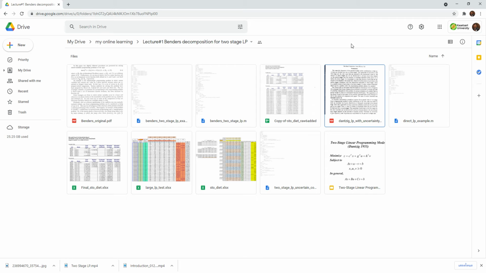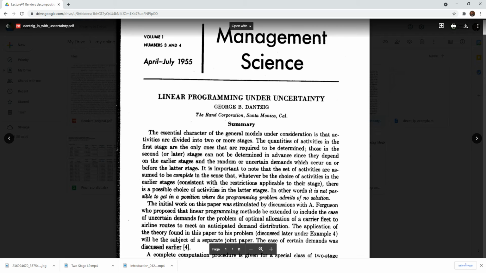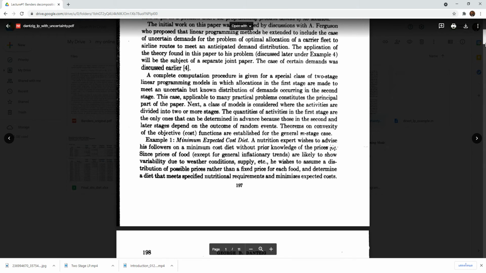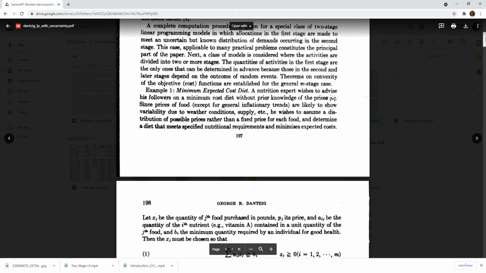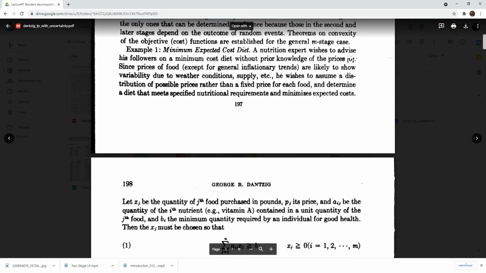We're going to continue our lecture on the paper of Danzig, from the last clip. We ended up talking about the example of a two-stage linear programming model. And one problem that Danzig referred to as a first example is this one, the minimum expected cost diet.